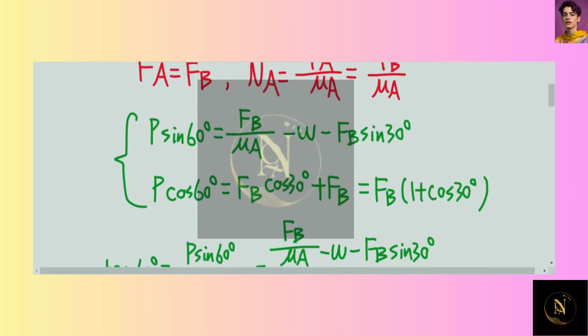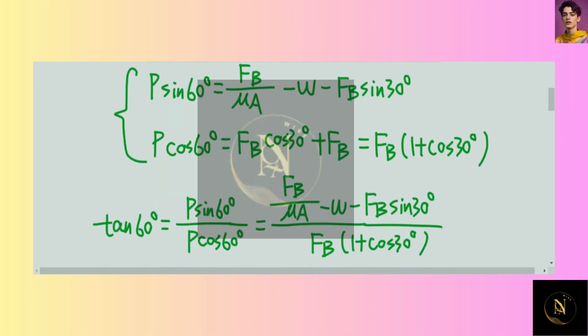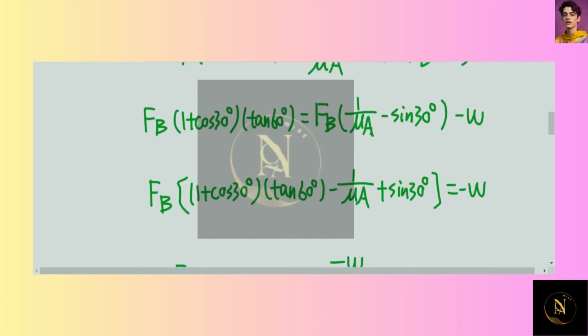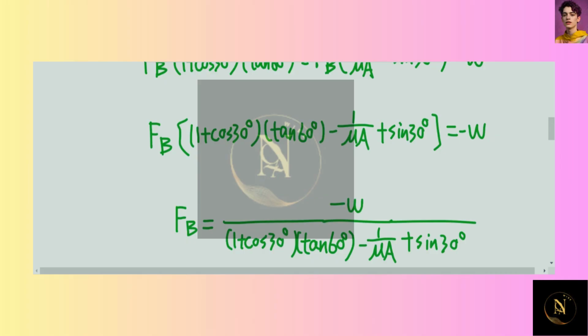Since we know Fa is equal to Fb, we have tangent 60 is equal to P sine 60 degree over P cosine 60 degree, which is equal to Fb over mu A minus W minus Fb sine 30 degree, over Fb times 1 plus cosine 30 degree. If we do some arrangement here, eventually we'll have friction at point B is equal to negative W over 1 plus cosine 30 degree times tangent 60 degree minus 1 over mu A plus sine 30 degree.